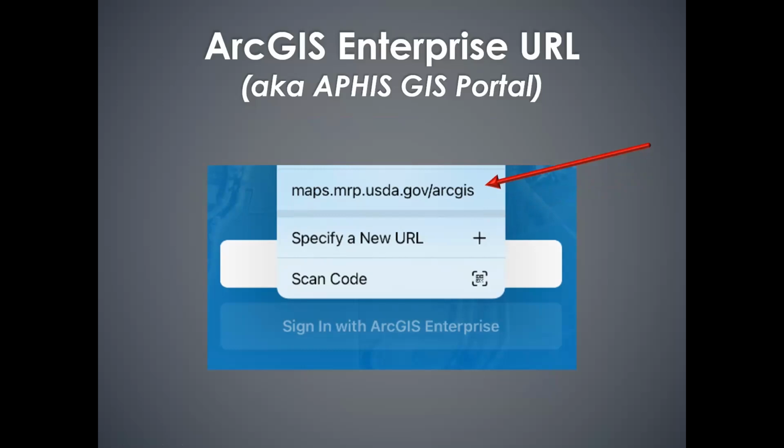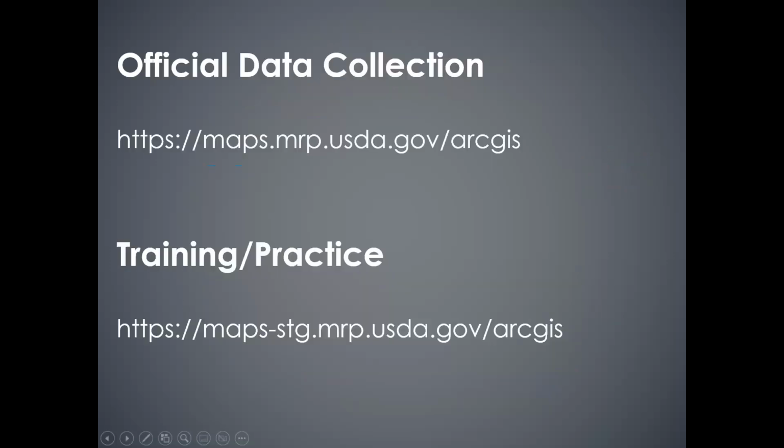And so I've previously specified the new URL and typed that in, and now it's giving me the option of that URL, which I can just tap directly to sign in. Now, this URL is important because we do have two, and this is actually a quiz question too, so here's a freebie for you. We have an official map that is made for official data collection on ECFF. And in order to sign in and locate that map, we'll use this top URL.